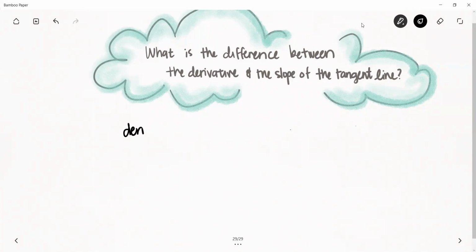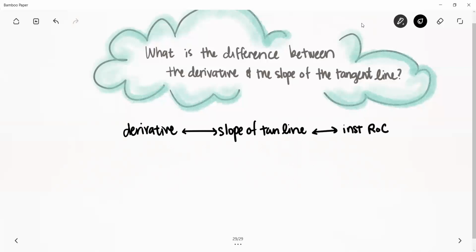When you hear derivative, you should be imagining that you're dealing with the slope of a tangent line. And you could also think of that as the instantaneous rate of change. As well as if you hear slope of tangent line, you should think, okay, I'm going to need the derivative. If you hear instantaneous rate of change, you should think, oh, I might need the derivative. Because all three of these are representing the same thing.